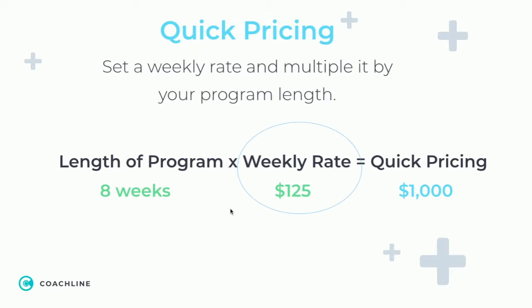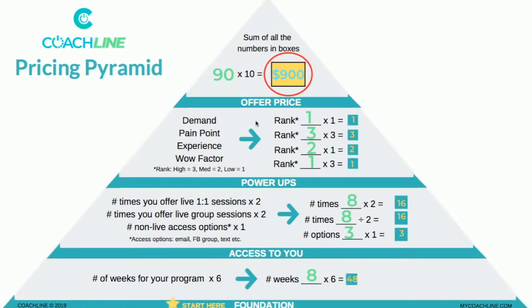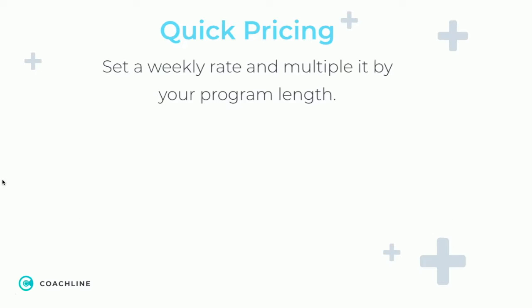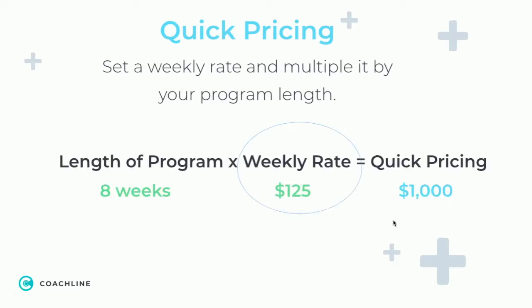But as you can see, $1,000 is pretty close to what we got in our pricing pyramid. So that's how you can see that it pretty much matches up with all of the different methods, okay? So if you want to do a quick pricing and you just want to get this thing moving, give yourself a weekly rate, multiply it by your number of weeks, and then that's going to give you a quick price.